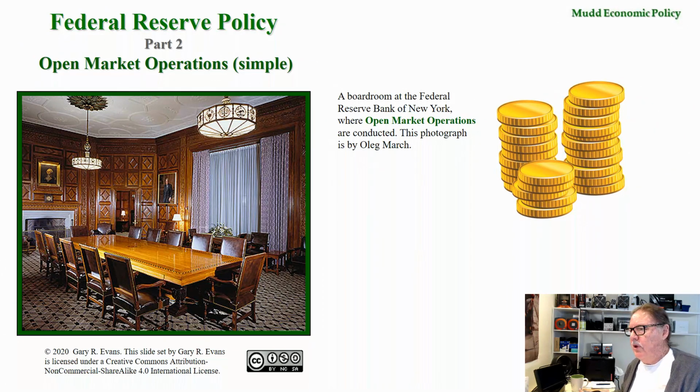So this part 2 is not actually going to explain how open market operations work. That'll happen in part 3. This is going to provide the setup for going through open market operations in part 3. And the setup is always a little bit tedious compared to the actual discussion of open market operations.